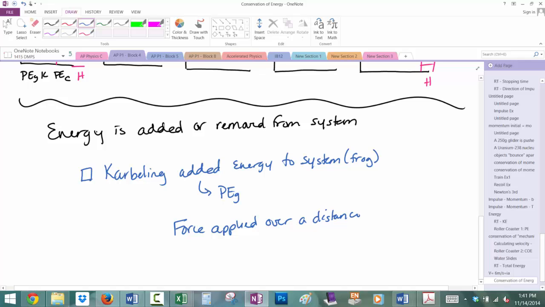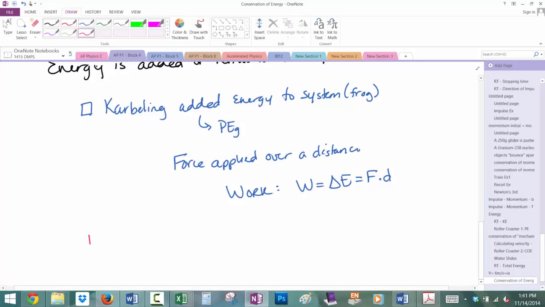Okay? A force had to be applied over a distance. That is called, what was it? Work. So work, which is marked with a W, is equal to the change in energy of a system. So by doing work, I'm changing the amount of energy in the system. Okay? I'm applying a force over a distance.